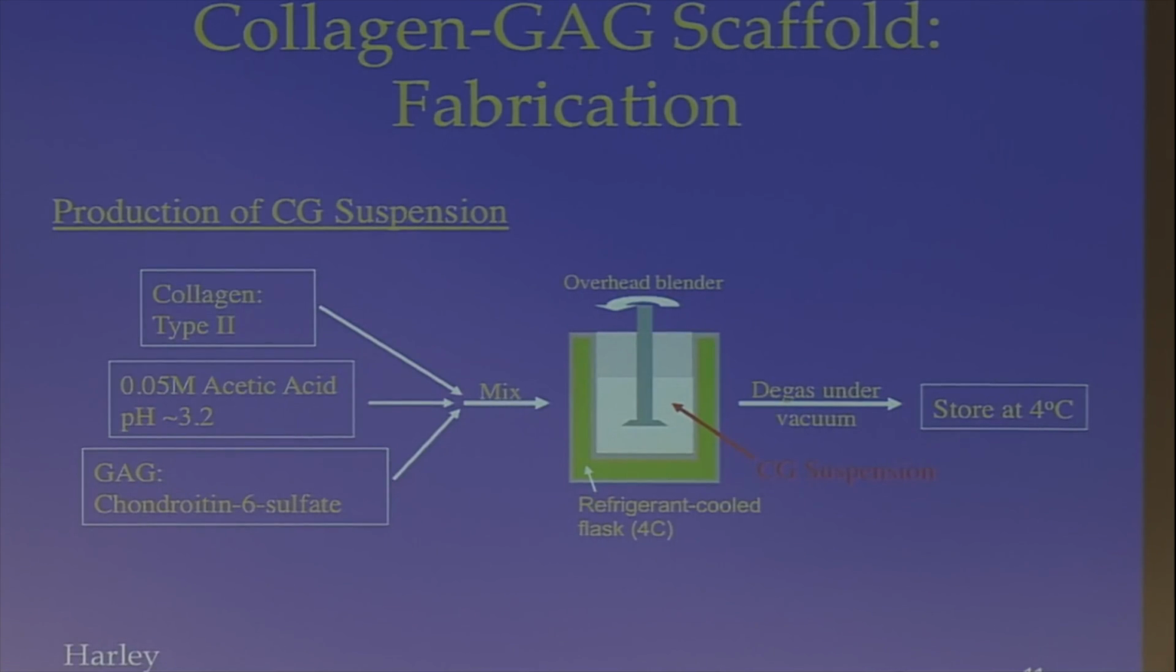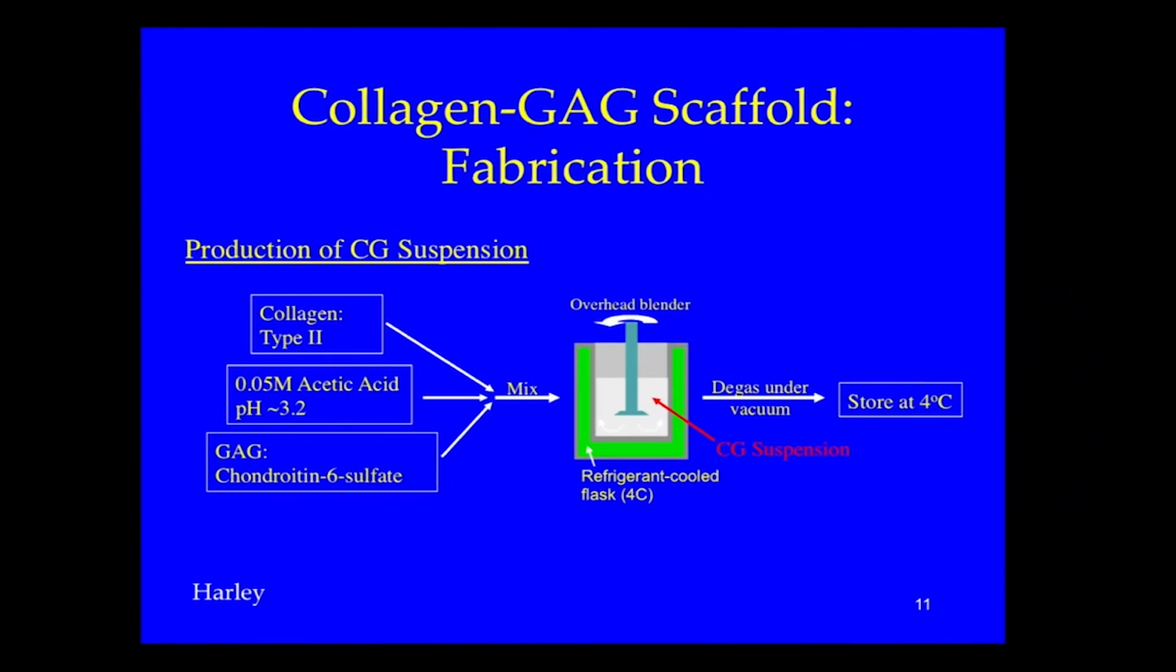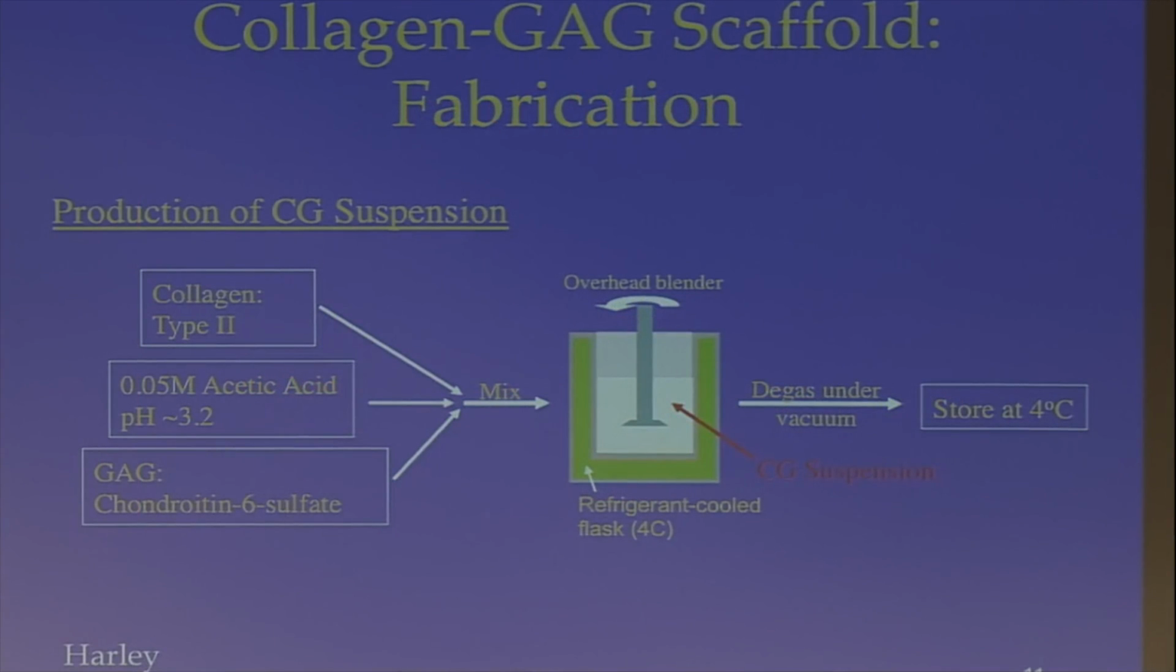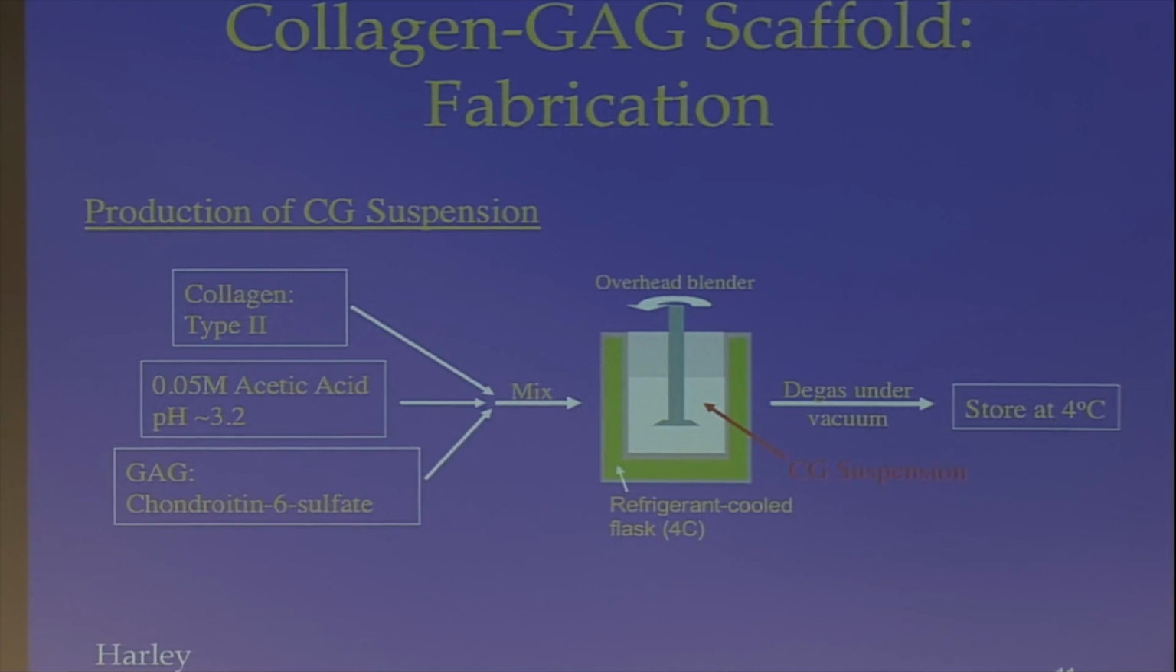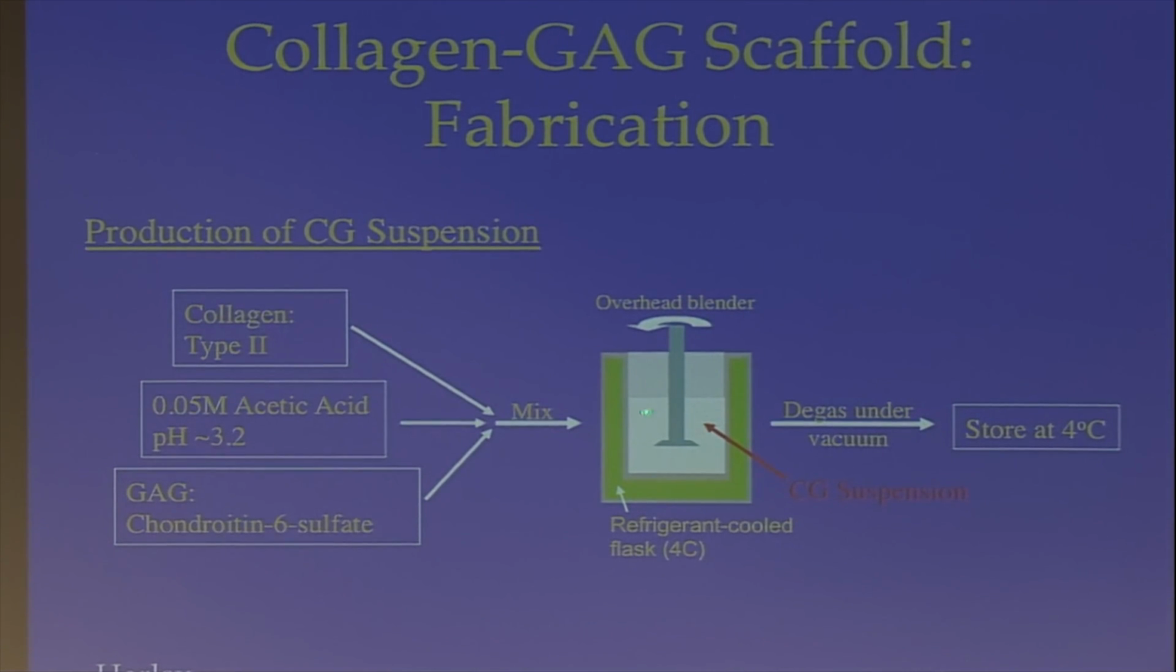So this, I think I showed you last time. This is just the method we use to make the collagen GAG scaffold. So we take type 2 collagen, we put it in acetic acid. Remember, that destroys the periodic banding of the collagen, and it improves the immunological response. We add the chondroitin 6 sulfate, the GAG, to cross-link it. We then make a slurry out of that, so we mix that all together. We keep it as a slurry.